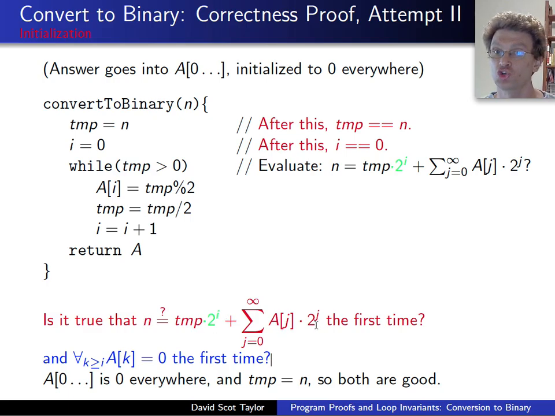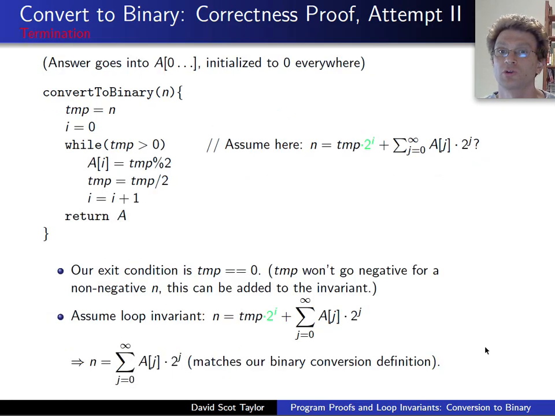2 to the I equals 1. This statement was true before without the 2 to the I term. Multiplying temp by 1 doesn't change anything. Everything's going to work out. It's still going to be fine. It's still going to be true. Great. Initialization's done.